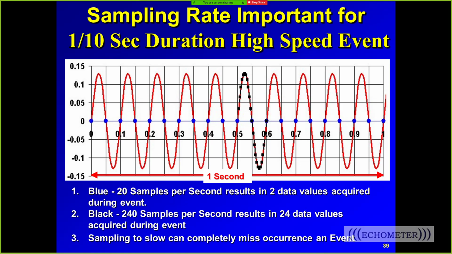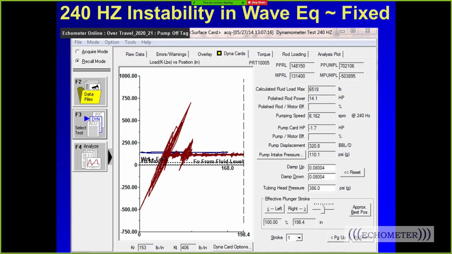Now, if you have a noisy sensor and the sensor's not high resolution, and you increase the sampling speed, you just increase the noise. So it's important that you have not only high speed sampling but a low noise sensor.